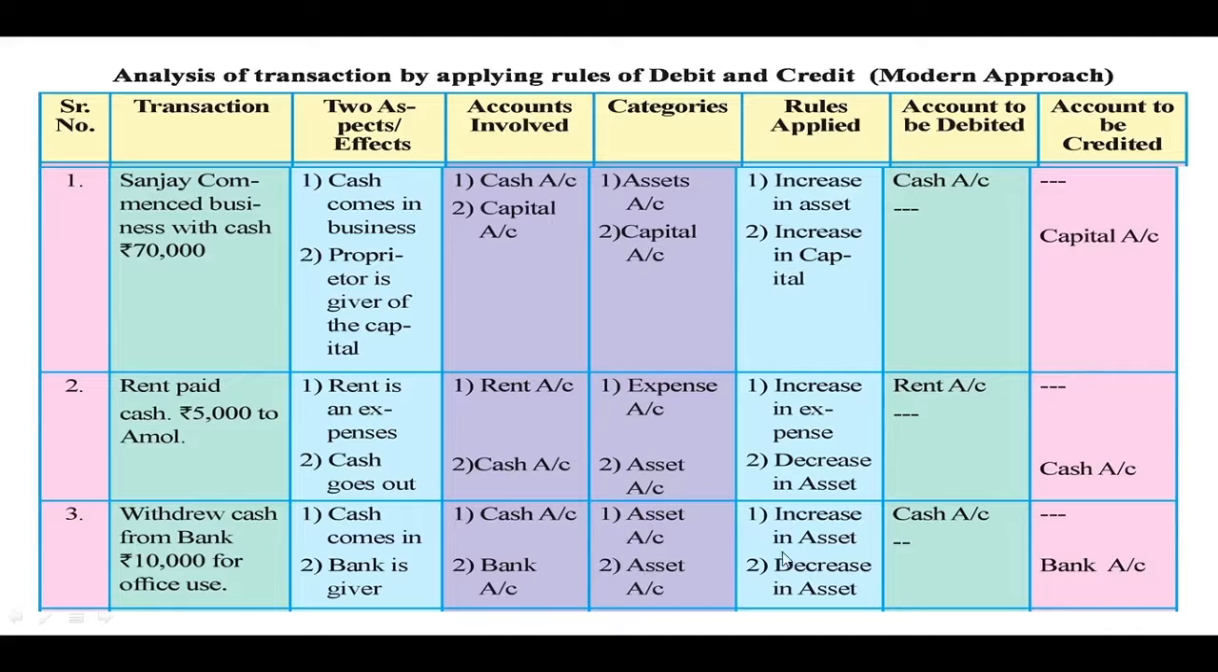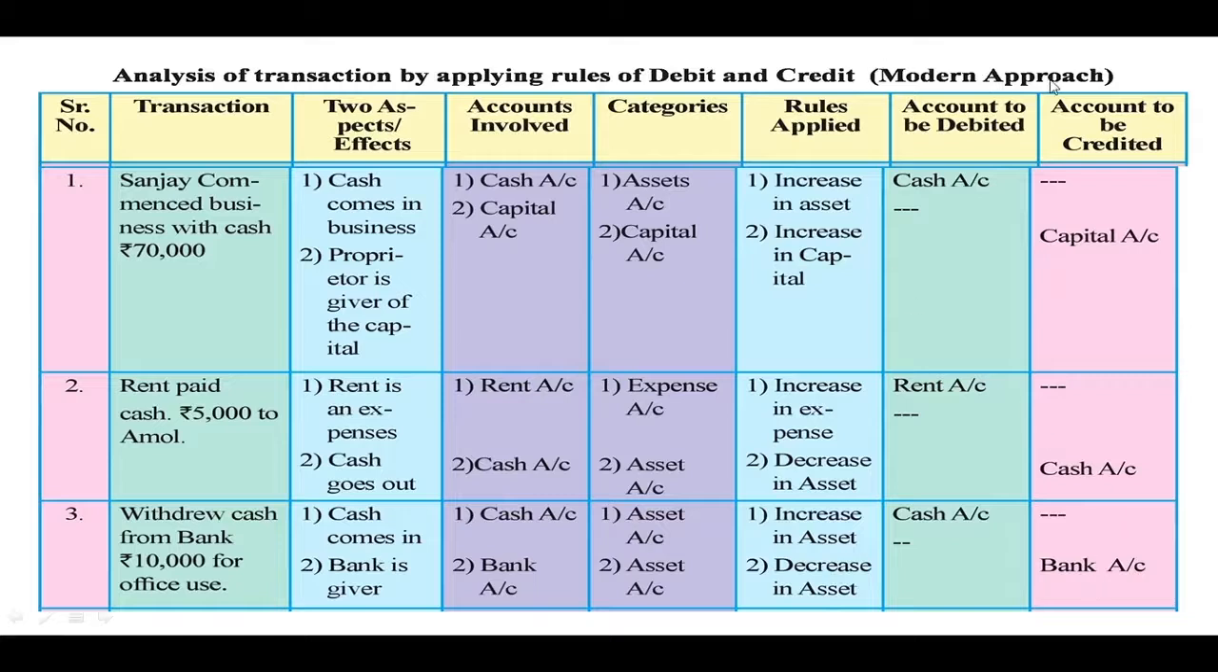Now here, there is an increase in asset, cash comes in the business, so our asset increases, that is why cash account is debited. Now bank is the giver, and when bank gives us the money, our bank balance decreases. Normally the bank gives money from our bank balance, which earlier we have deposited in the bank. Bank balance is the cash which we have deposited earlier. So that is also our asset. Now when we withdraw cash from the bank, our bank balance decreases. So there is decrease in asset. So that is why bank account is credited.